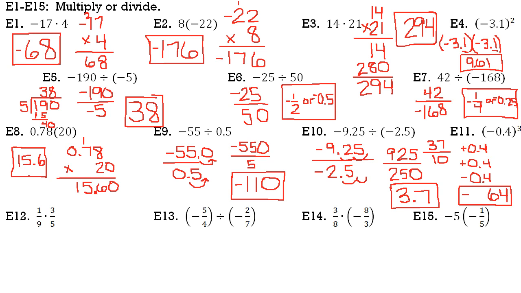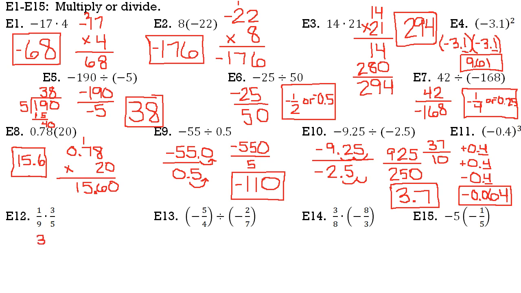Last but not least, in case you didn't notice, we have 1, 2, 3 total digits to the right of the decimal. That means when we do our final answer, we also need to have 3 total digits to the right of the decimal. So your final answer would actually be negative 0.064. Whew. All right, we made it through that section. Let's go through the fractions real quick.